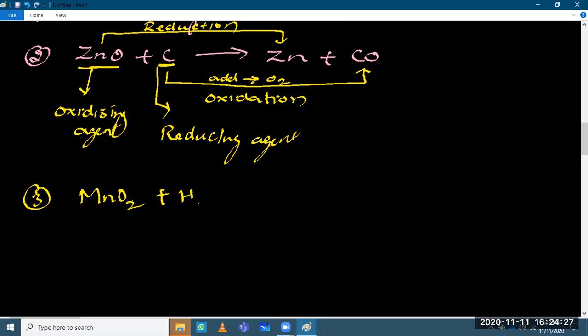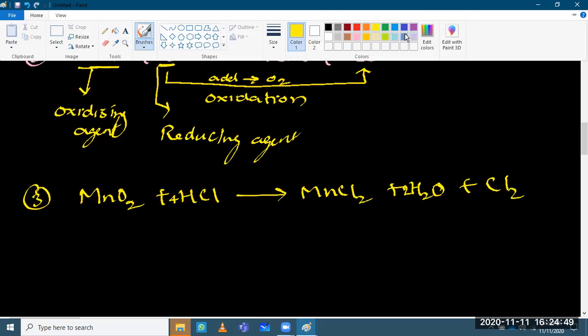Let us talk now about the third example. MnO2 plus HCl gives rise to MnCl2 plus H2O plus Cl2. This is the chemical reaction. Here, after balancing the equation, we get it like this. Okay, not a problem. You can easily identify now.